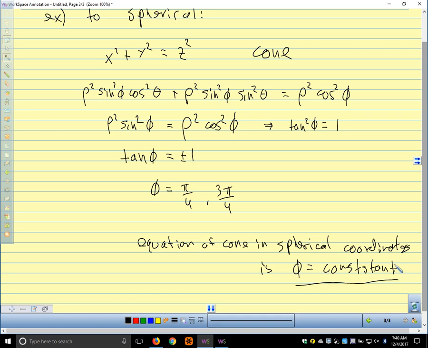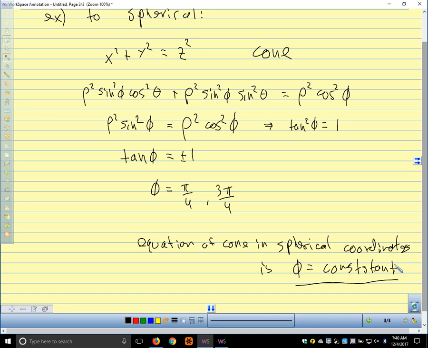Down here, we trace out a cone, for any value of rho. Here, we rotate around, theta varies from 0 to 2 pi, and we get our cone. So in spherical coordinates, phi equals a constant is the equation of a cone. Much nicer equation than x squared plus y squared equals z squared.